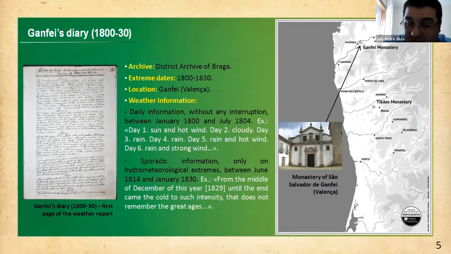The records are quite short and refer to singular days. Weather observations were regularly and carefully noted on a day-to-day basis without any interruption from the 1st of January 1800 to the 6th of July 1804, when, suddenly, the records were interrupted. From June 1840 to January 1830, there only are individual descriptions of extreme weather events.